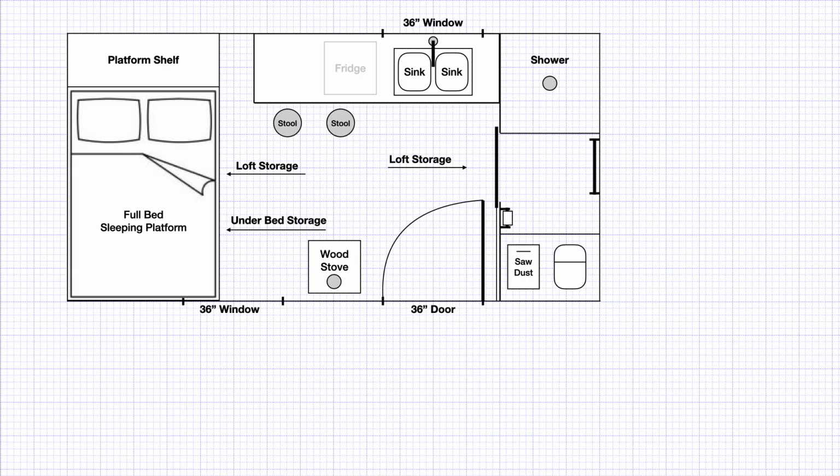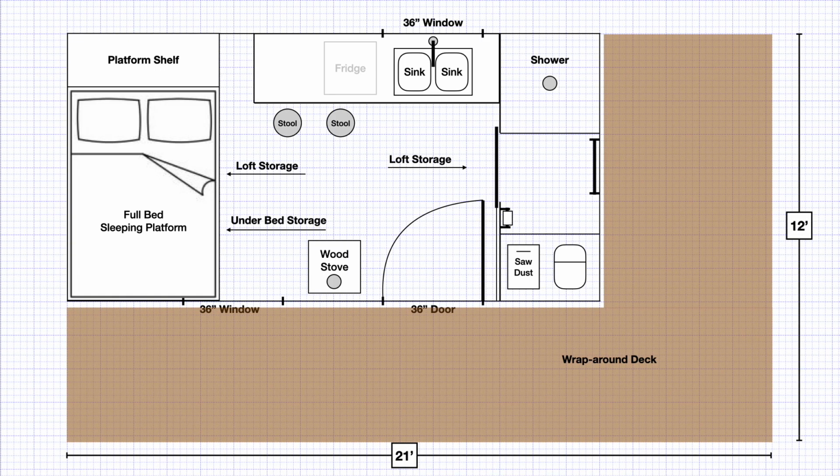All right, so let's move the cabin up into the upper left area to make room for a future wraparound deck. The deck's going to be 4 feet off the front of the house and then 5 feet off the side. I'm not going to do this initially. This is something that I'll work on in the future, but this will give you an idea of what that's going to look like. It'll make the entire area 21 feet wide and 12 feet deep.